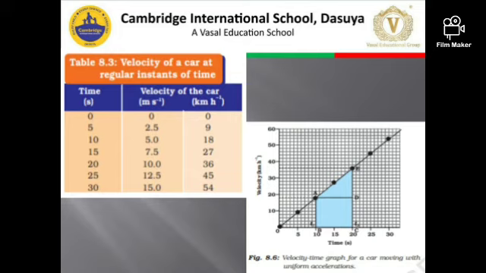Now when the time is 5 seconds, the velocity is 9 km per hour. When the time is 10 seconds, the velocity is 18 km per hour. When the time is 15 seconds, the velocity is 27 km per hour. When the time is 20 seconds, the velocity is 36 km per hour, and so on.